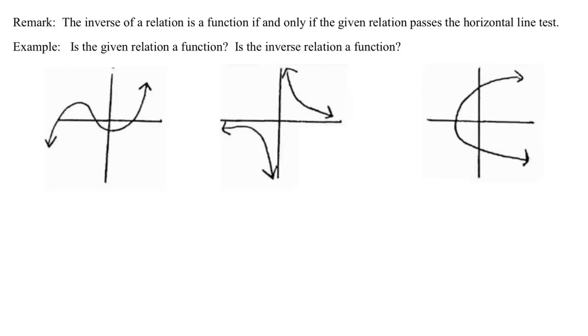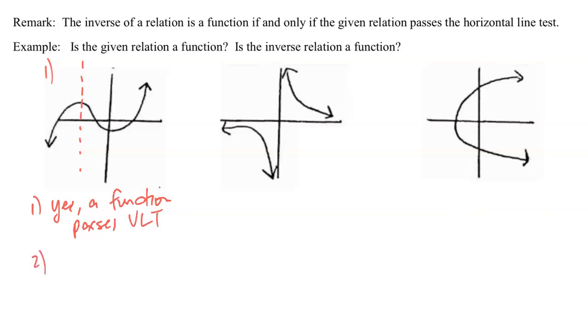So if you take a look at these 3 graphs, we'll take a look at this first one over here on the left. Does this relation pass the vertical line test? Can I draw any vertical line and have it only cross the graph one time? And the answer to that question would be yes, this is a function. So I'm going to say yes, a function. And the reason for that is that this particular graph passes the vertical line test.